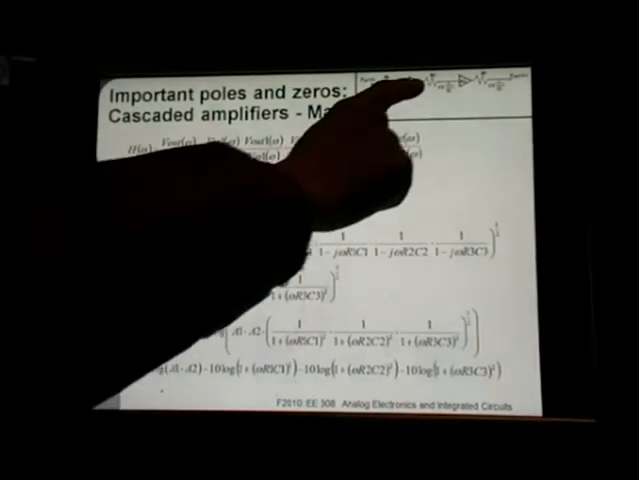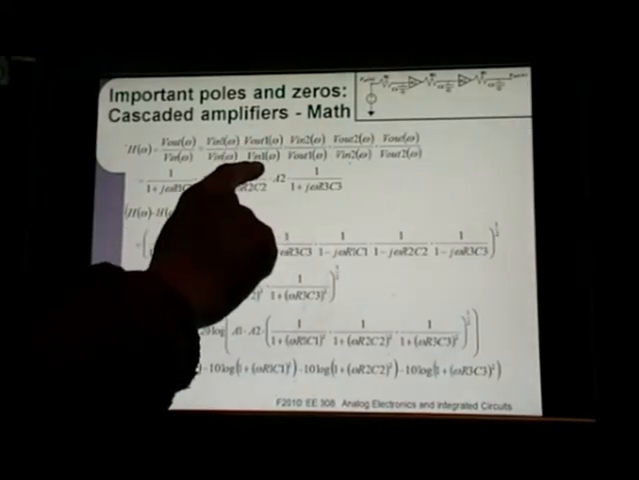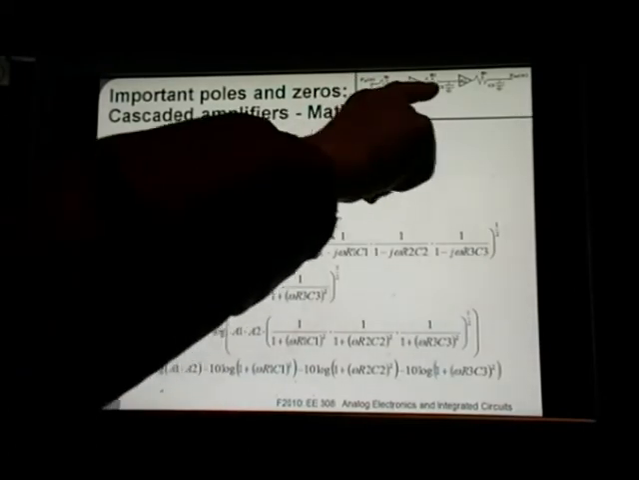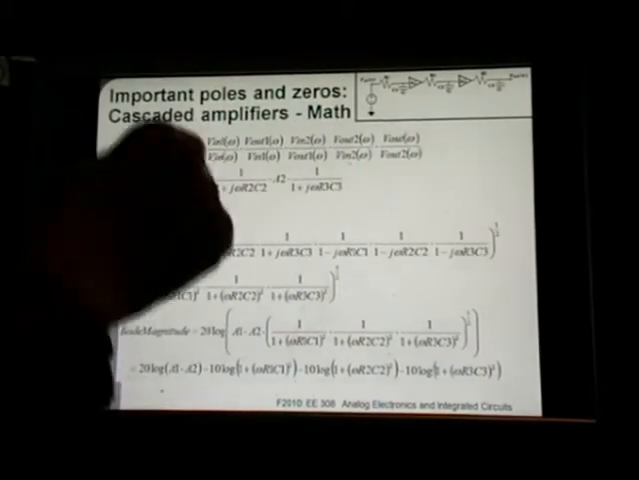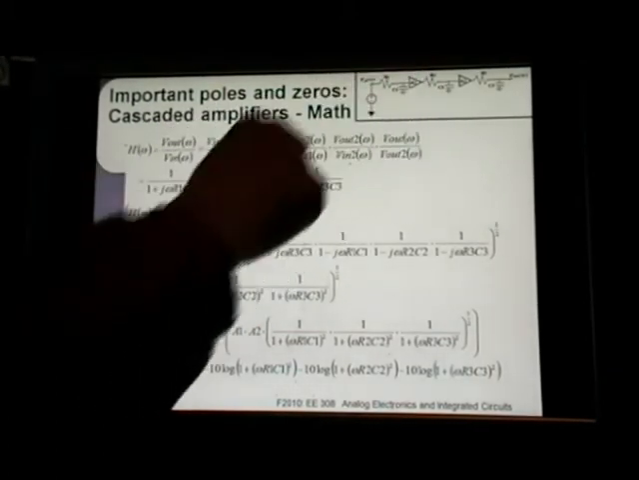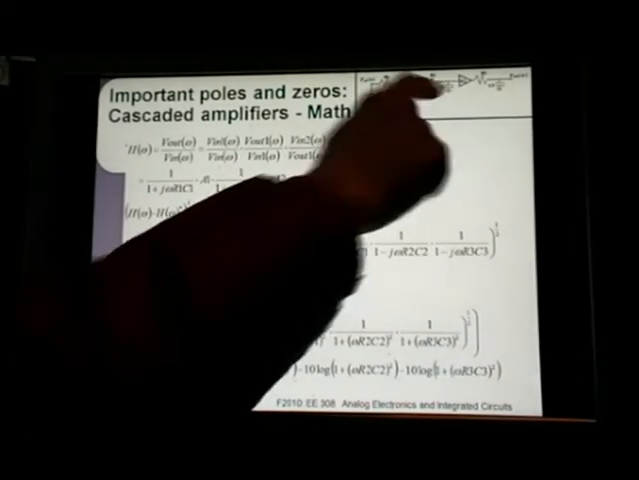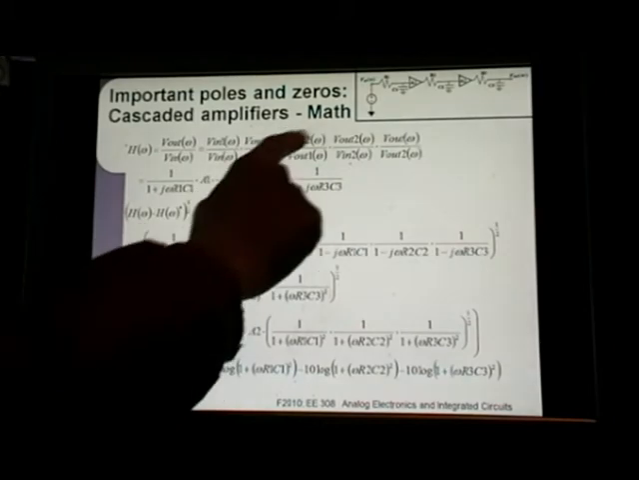Okay, and then A1 takes its input, which is Vn1, generated by this low-pass filter, and gives you a Vout1. So Vout1 is the output of A1. It goes through another low-pass filter, takes Vout1 as its input, and generates Vn2, which is the input to A2. That's this term right here.